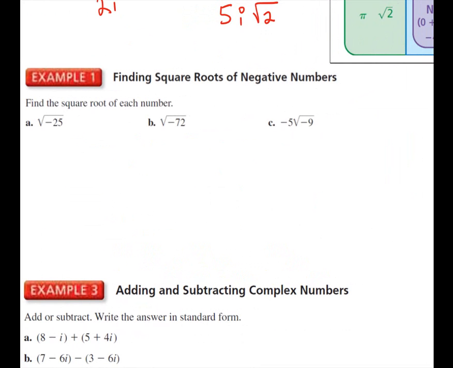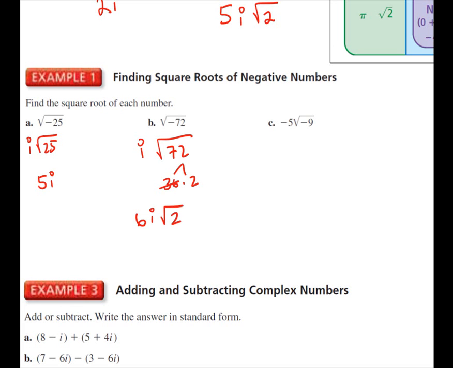Example 1, let's simplify these. First, I'm going to put the i on the outside. The 25 becomes positive. What's the square root of 25? It's 5. So my answer is going to be 5i. Same thing here. I put the i on the outside. The 72 becomes positive. 72 is 36 times 2. What's the square root of 36? That's 6, so we have 6i on the outside, and square root of 2.